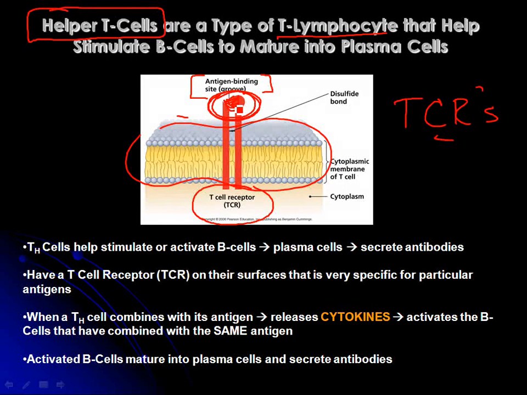Okay? So what happens is, if there is a helper T cell that also binds to that same antigen, the T cell gets activated, and then it is going to activate the B cell that has seen that same antigen, and it's going to do that by releasing cytokines. Remember, we talked about those a little bit before. Those are protein signals that the cells of your immune system send to each other to try to stimulate them, to try to make them better at doing their function, etc. So if the helper T cell sees that same antigen, it's going to release cytokines that will activate that B cell and cause it to specialize into plasma cells that secrete antibodies.